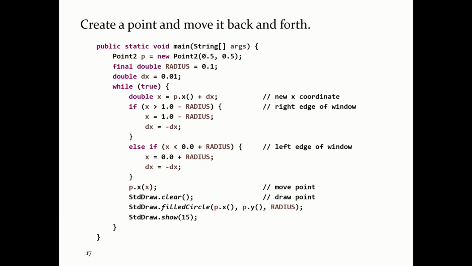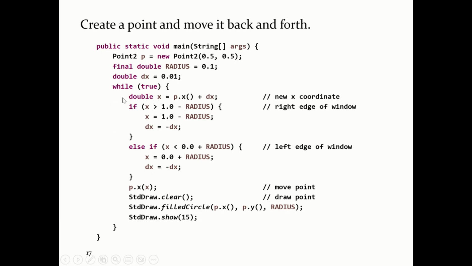Okay, so what can you do with this? Once you have a point, you've got something that you can move around. This little program here makes a point that starts at 0.5, 0.5. We've got a variable here called radius, which we're going to set to 0.1. dx is the change in x. So I'm going to change the x coordinate of this point by 0.01 each time.